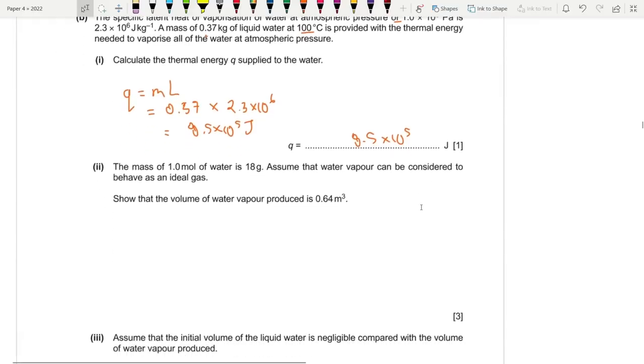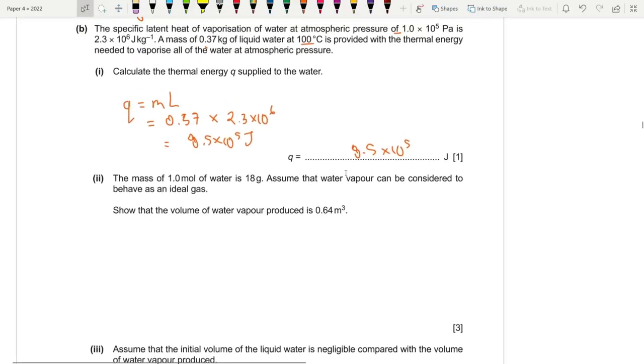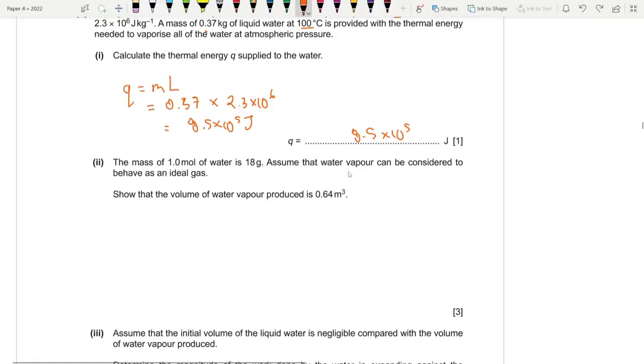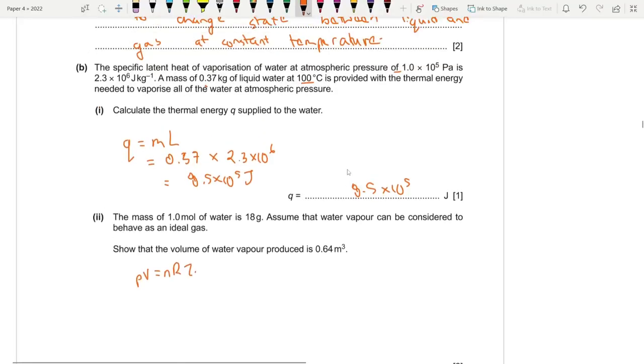The mass of 1 mole of water is 18 grams. Assume that water vapor can be considered to behave as an ideal gas. Show that the volume of water vapor produced is this. Okay, so we're going to go for PV equals nRT. The pressure is 1 into 10 power 5 pascals. This is the pressure, right?